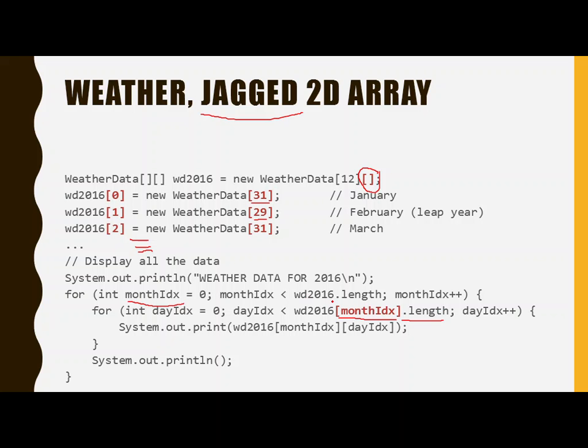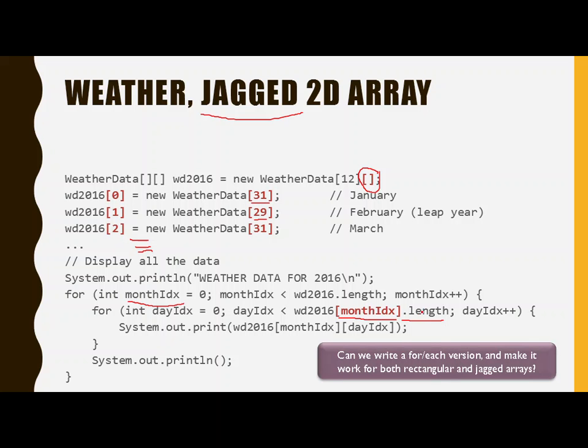So where this is talking about the length of the top level, the first dimension, now we have to drill in and dig into the specific month and look at the length of that. So if we were looking on our object diagram, that would be the second level array. So that's the difference if you're using a standard for loop. But one question is, can we write a for each loop? What does a for each look like when it comes to a jagged array? So let's take a peek at that.